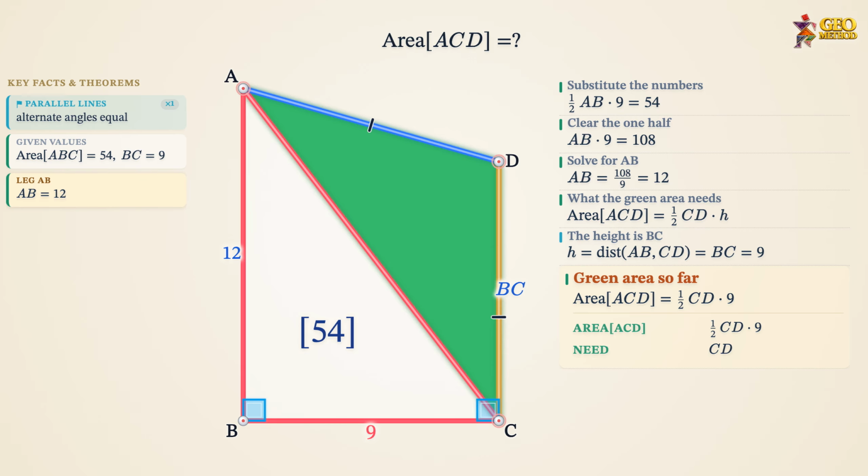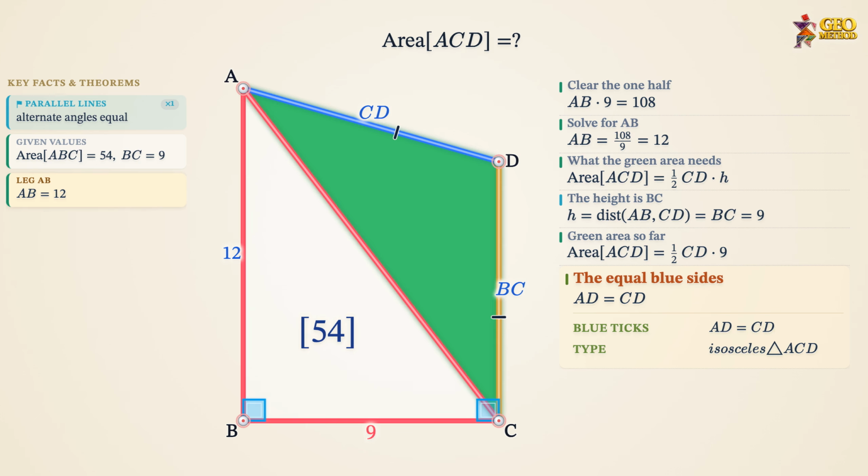Everything now comes down to one missing length, the right side CD. The two blue sides, segment DA and segment CD, carry equal tick marks. So triangle ACD is isosceles with segment AD equal to segment CD. This equal length clue is what fixes segment CD.